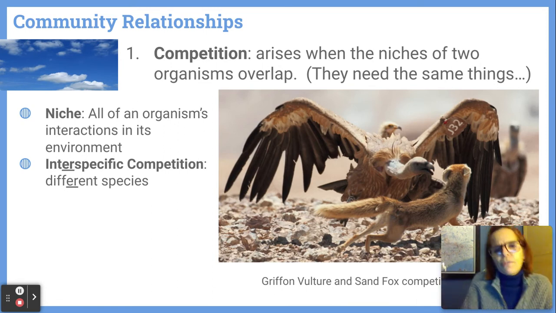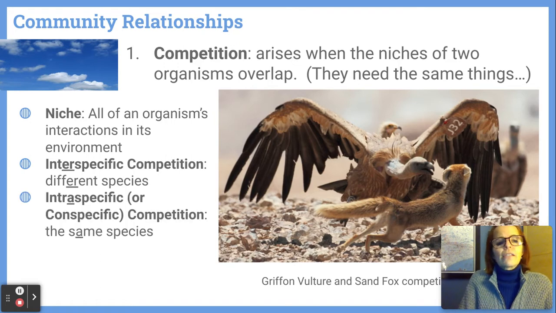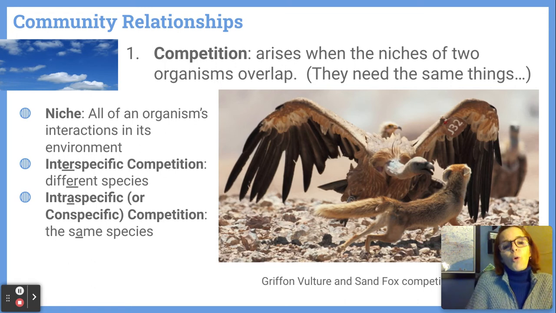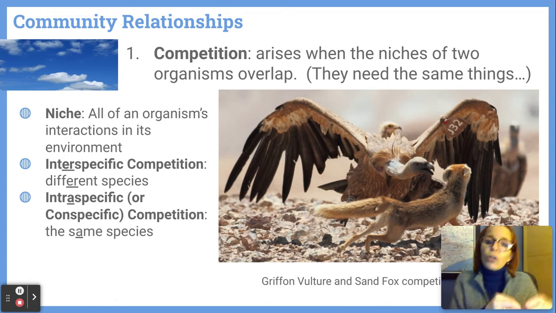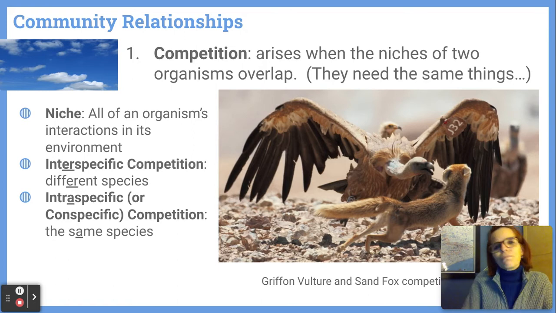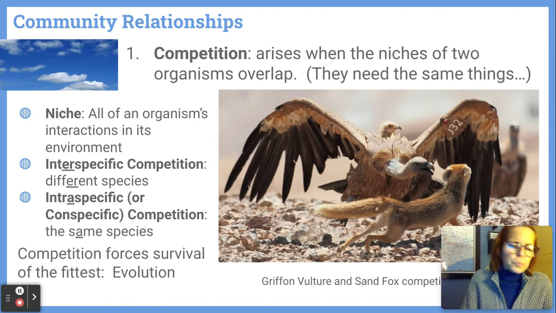So there's two types of competition. The first one is called interspecific competition, and that refers to competition between different species. So that's like the vulture and the sandfox. There's also intraspecific competition, or conspecific. Con means with or the same species competition. And that would be like two vultures or two sandfoxes competing for the same piece of food.